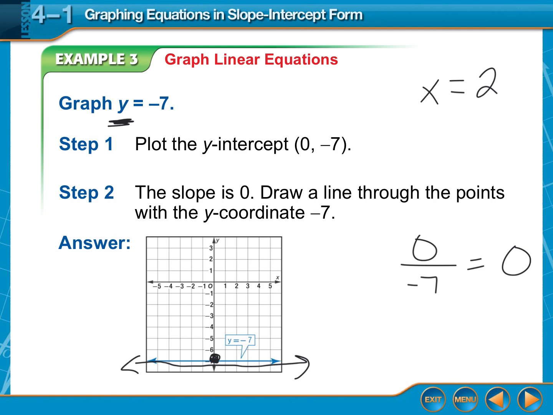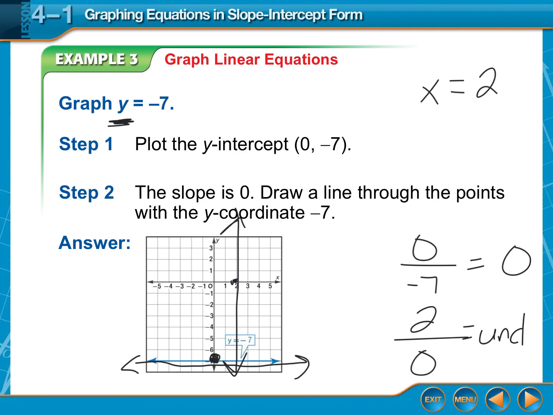Okay. What if I said x equals 2? What does that tell me? It tells me the x-intercept, right? And the only point that it touches is that point, so it has to go up and down. What's the slope of that line? What's the rise? Is it rising? Yeah, it's rising, right? It's going up and down. So 2. What's the run? 0. So what's the slope? Undefined. Yep.